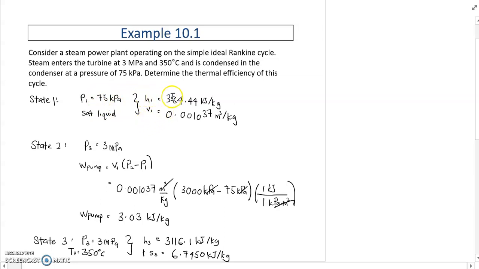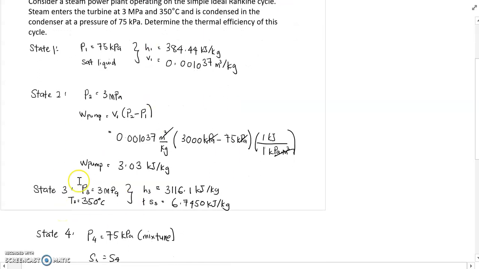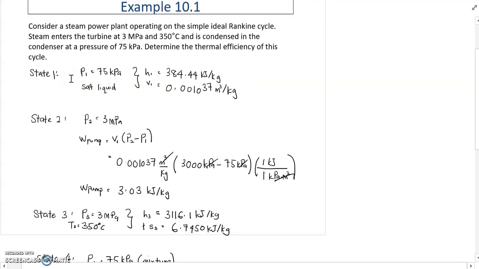So H1 is equal to 384.44 kJ per kg, and your V1 is equal to 0.001037 meter cube per kg. So we need to collect all this information first before we can start doing the calculation.